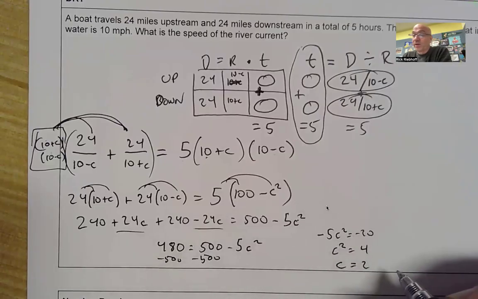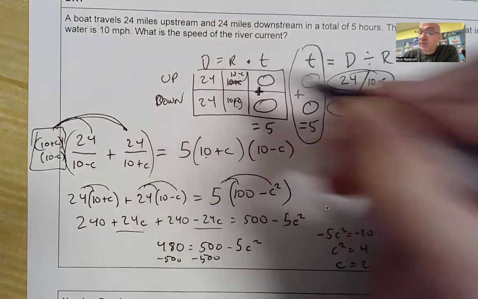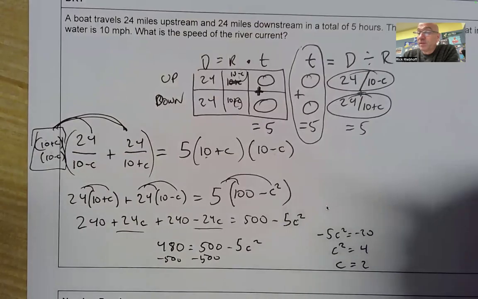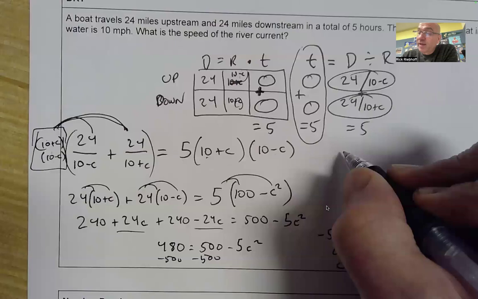So the speed of the water is 2. And that's what it asks for. What is the speed of the river current? C is equal to 2. All right. Think that works. Yeah, I think it does. So we could do a quick check.